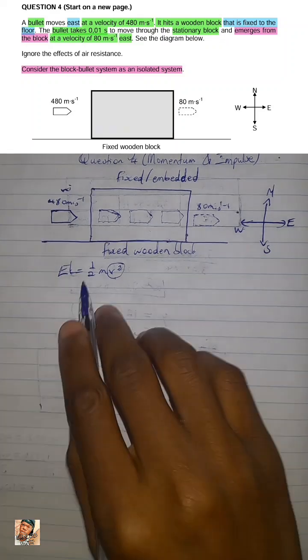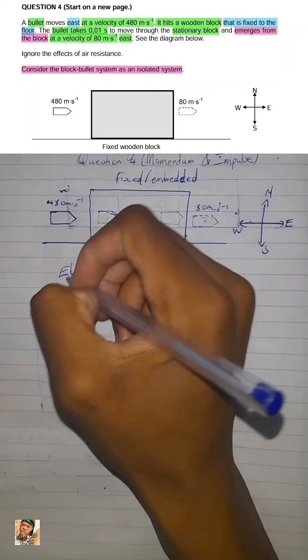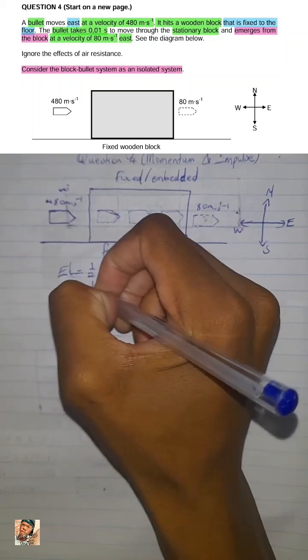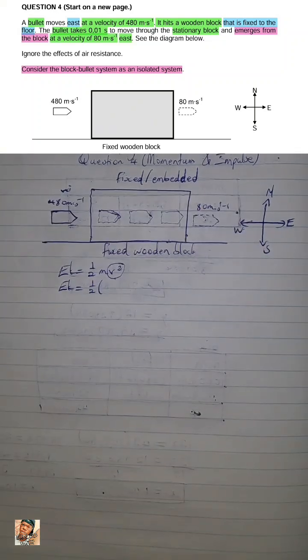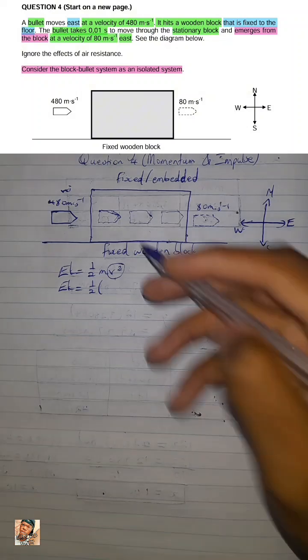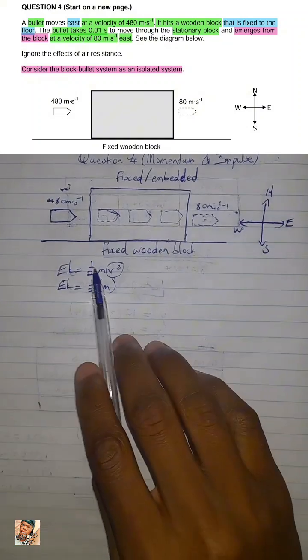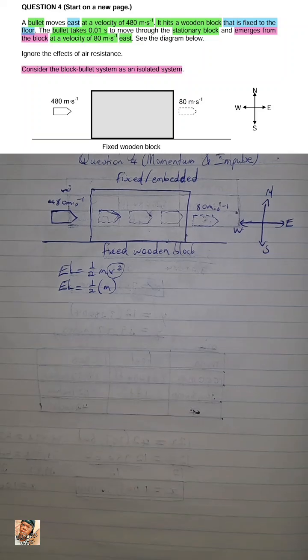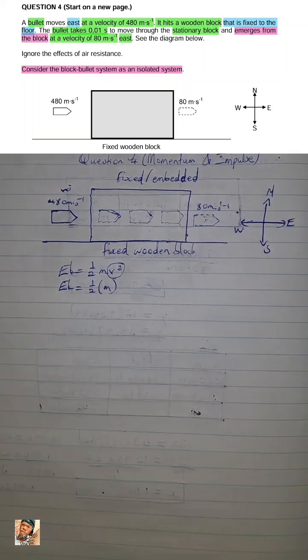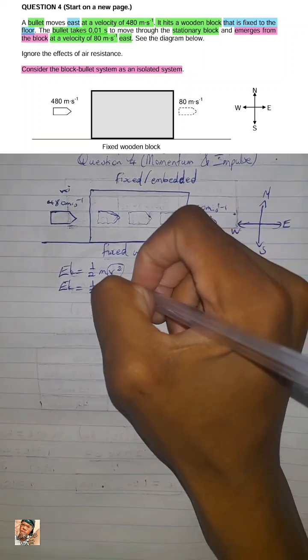Let us actually calculate the kinetic energy of the bullet just for the fun of it. The kinetic energy of the bullet is equal to half the mass of the bullet. Did they give us the mass of the bullet? No, they didn't. Since we don't have the mass of the bullet, we cannot calculate the kinetic energy. But we can imagine that regardless of the mass, we're still going to get a very large kinetic energy of the bullet.